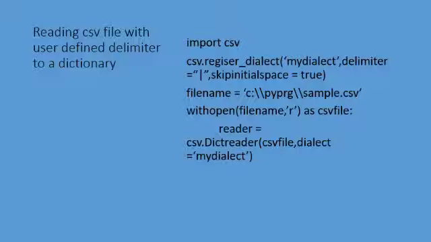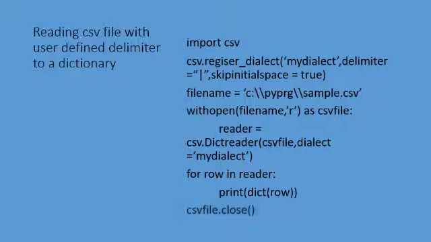Next, the same as previous, I am going to give a complete path name. So file name contains a file. Next, with open file name comma r. What is the meaning of it? I am opening the file name which contains the data in r mode, read mode, as csvfile. Next line, reader equal to csv.DictReader. What are you going to read? csvfile comma dialect equal to mydialect. That's all. So next, for row in reader, I am going to print one by one. Print dict of row, then csvfile.close.